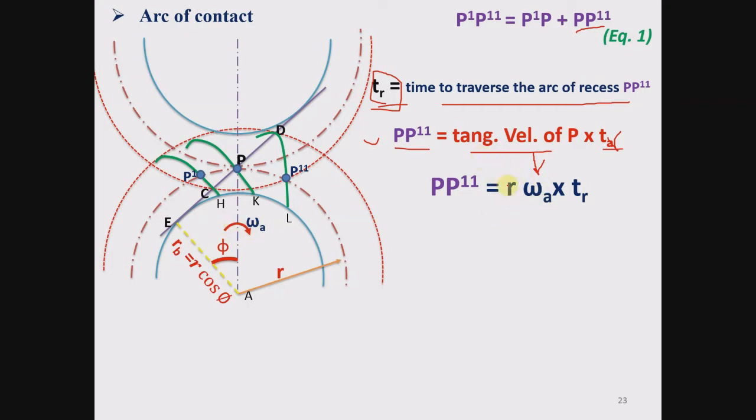So I have written: tangential velocity of point P when it moves along the circular arc P to P double dash is equal to R into omega A, into the time required for covering the arc of recess, that is, distance P double dash is TR. So write this. Now again, we will multiply and divide the right hand side of this equation by cos of phi.